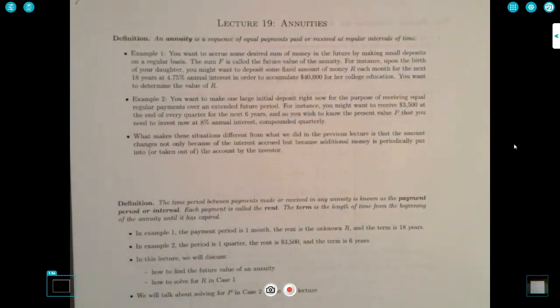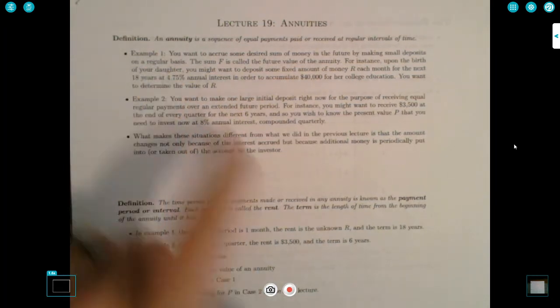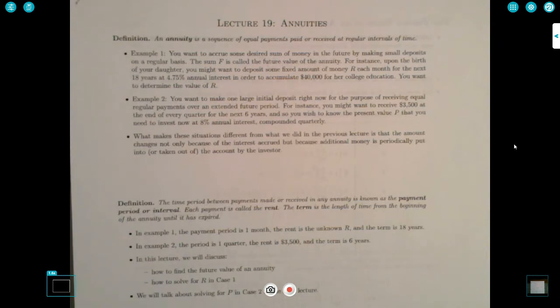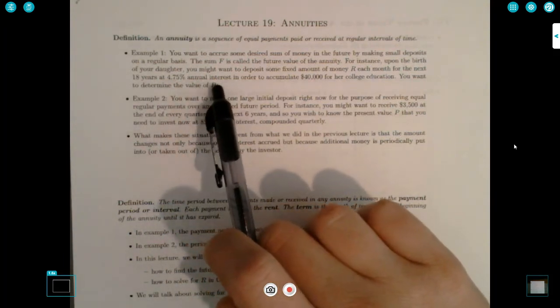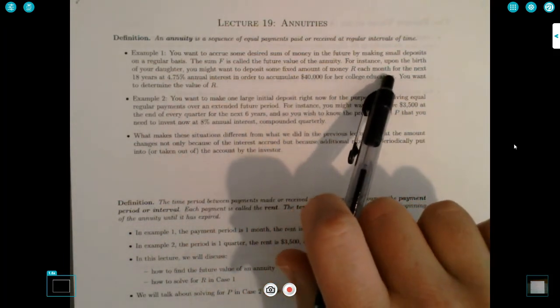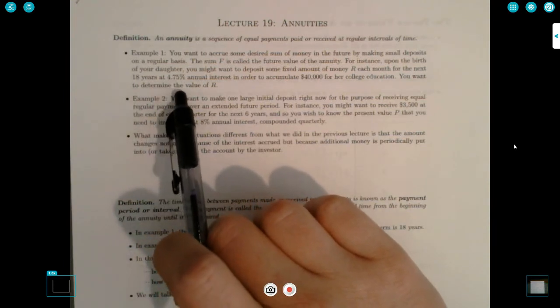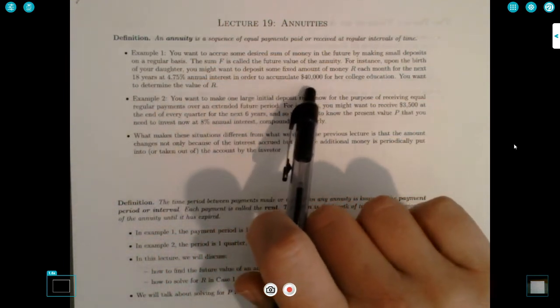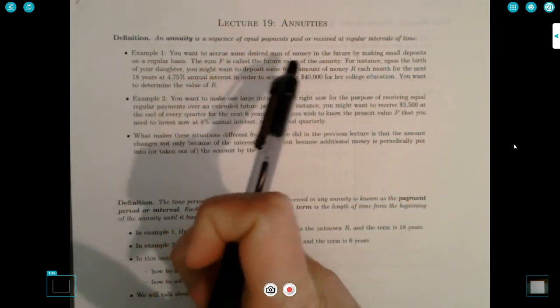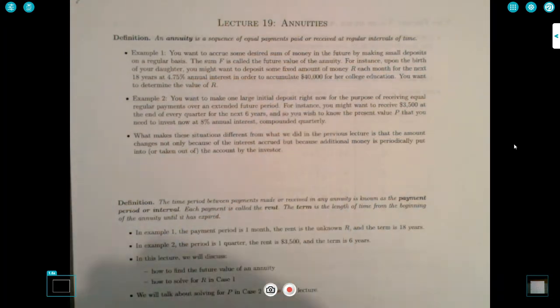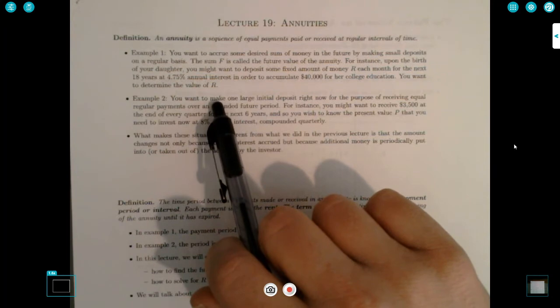So I have two examples to illustrate what an annuity is. Example one. You want to accrue some desired sum of money in the future by making small deposits on a regular basis. The sum F is called the future value of the annuity. For instance, upon the birth of your daughter, you might want to deposit some fixed amount of money R each month for the next 18 years at 4.75% annual interest in order to accumulate $40,000 for her college education. You want to determine the value of R, the money that you have to deposit each month, right? So this would be an example of the type of problem that we would want to be able to solve.